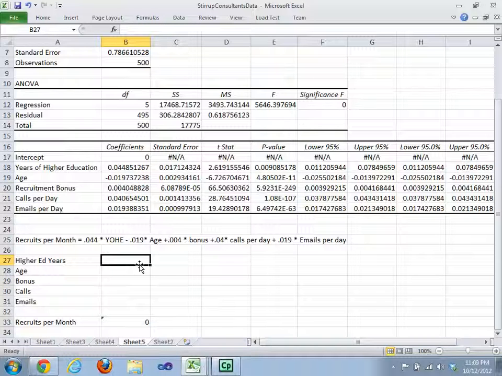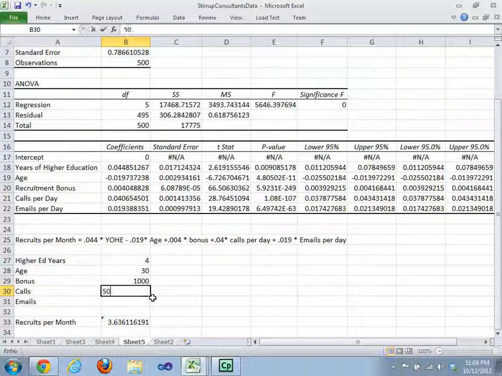So if we had someone who had 4 years of college, they were 30 years old, they were paid a $1,000 recruitment bonus, they made 50 calls per day, and they sent 50 emails a day, then they would probably bring in 6.6 recruits per month.